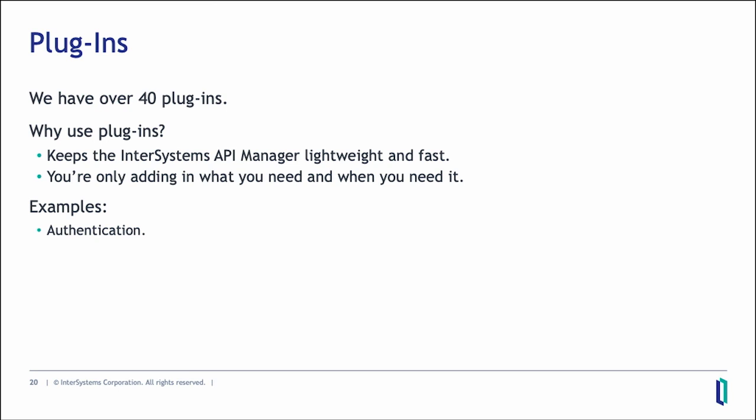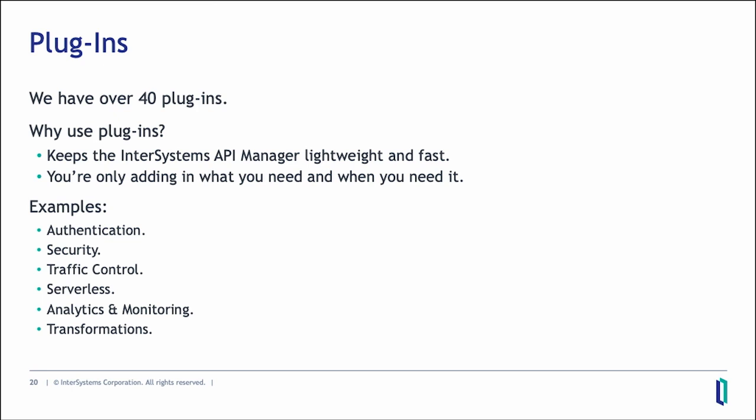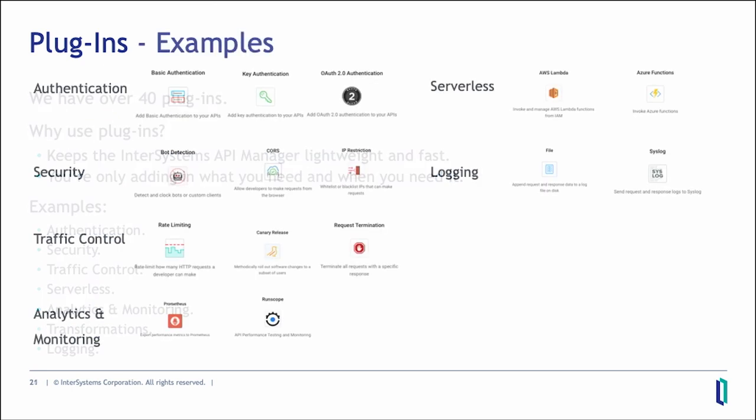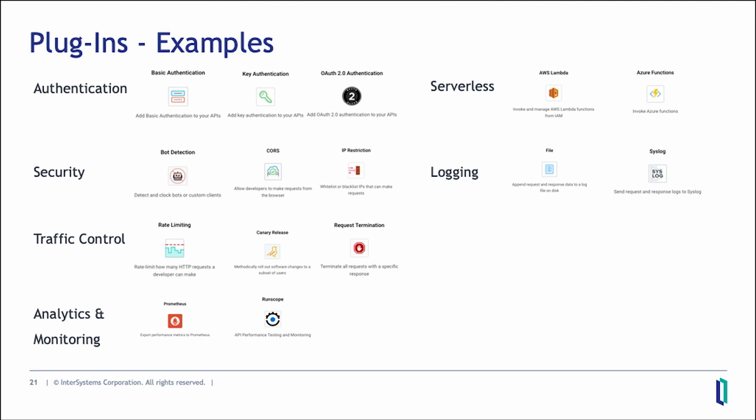Examples, authentication. So there's a plugin, well, a series of plugins for authentication and security, traffic control. We'll see some of these as we go through. Serverless, analytics, transformations. There's a whole series of things you can do with this. And to give you an example, there's some of the icons you'll see. And these are all available through the administrative portal of the InterSystems API Manager. And it's point and click. For those people who like using a terminal, you can do it from the terminal as well, particularly if you're used to Linux, Unix, OS X. I believe you can do it from PowerShell in Windows, never tried.